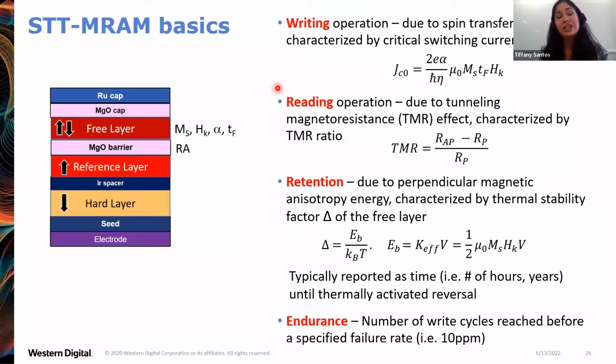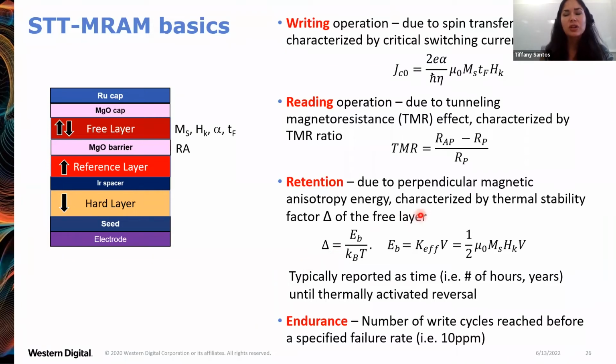Reading happens by TMR, which is also largely dependent upon materials. As I said, it's a specific iron-based electrode with MgO tunnel barrier that gives rise to high TMR with good crystalline quality of the junction. Retention, this is due to the perpendicular magnetic anisotropy of the free layer. And retention is how long can the free layer retain its magnetization in the written state, up or down, before you get a thermally activated reversal.